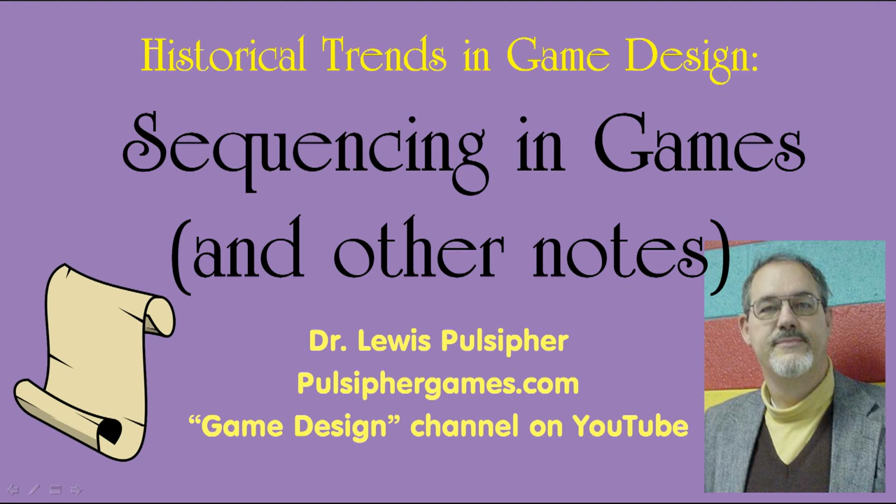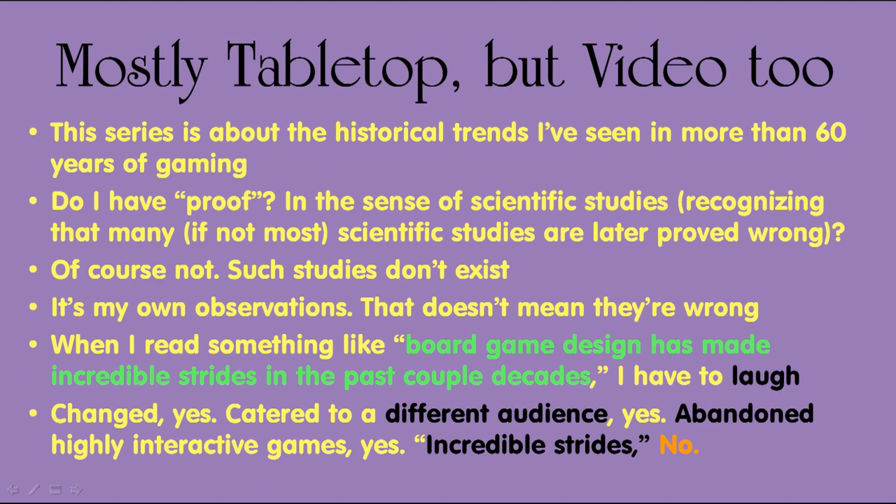Hi, Lou here, and I'm going to talk about historical trends we've seen in sequencing in games and some other notes as well. Now, this is mostly about the tabletop, but it applies to video games too. Video games, especially video war games, tend to be board games put into a computer. There are differences, but there's a lot of similarities. So this series is about historical trends I've seen in more than 60 years of gaming.